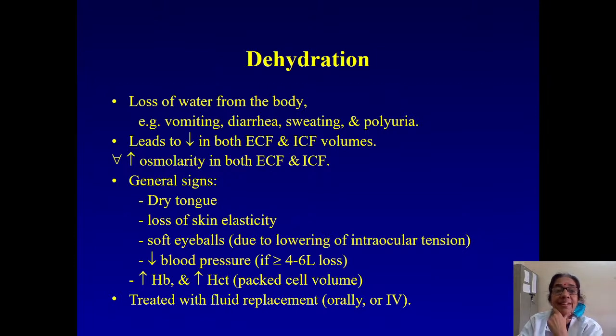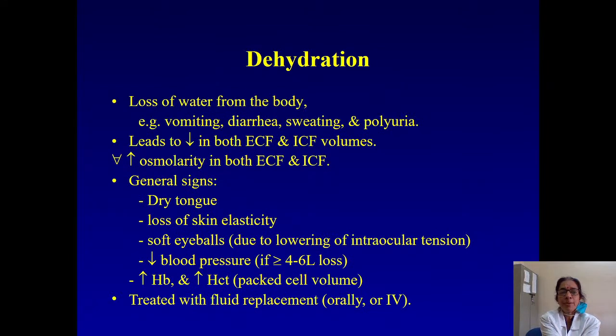So what are the signs of dehydration? Dry tongue, loss of skin elasticity, soft eyeball due to lowering of intraocular tension. Blood pressure will drop, as there is less fluid. If more than 4 to 6 liters of fluid is lost, the blood pressure will drop. And when the plasma is dropping, the blood cell concentration will increase. Packed cell volume will increase. If the plasma is less, the cell content will increase. When RBCs are more, your Hb will also be more. So hemoglobin and hematocrit will be more.